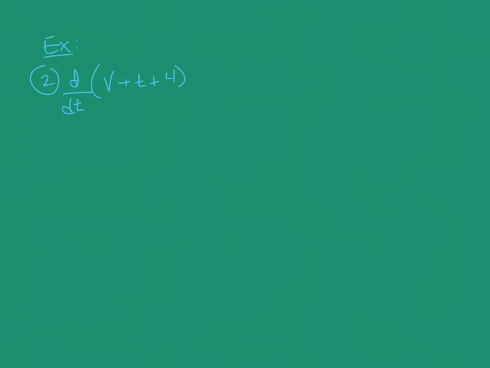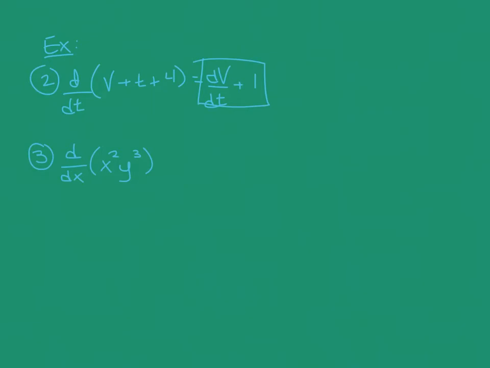So for the next one, I have the derivative in terms of t of v plus t plus 4. So with v, I actually don't have an inside or outside. I don't need to do the chain rule. That's just going to be dv dt. The derivative of t with respect to t, remember we have the same variable as what we have in our denominator, so that's just going to be 1. Derivative of 4 is a constant, so my answer for that one is actually just going to be 0, so this is my answer.